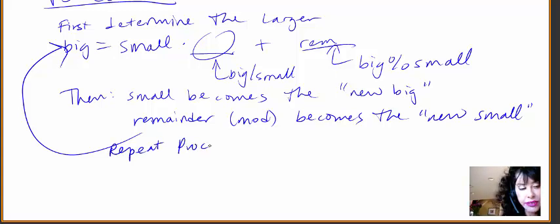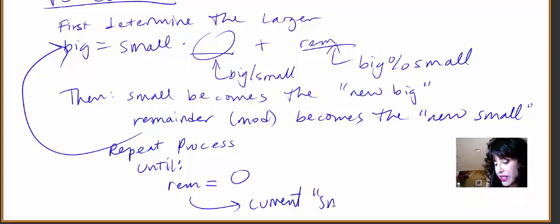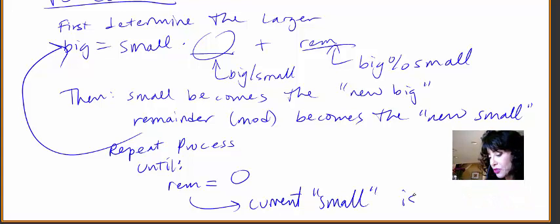So you're going to repeat the process until the remainder is equal to 0. And at that point, the current small is the GCD. So you stop and you can print that out if you like. But we're going to have our method just return the GCD, and then you can have main print out that final result for yourself. So what would the actual code look like in Java?